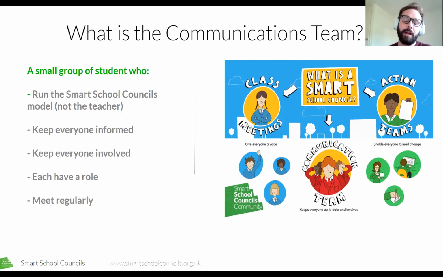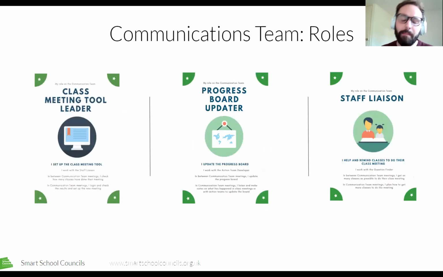They are there to run the program and to ensure that everybody else in school is getting their say through class meetings, through action teams, and through their specific roles that help to run them. So what are these specific roles? Well, there are many, but there are 5 core communication team roles that we talk about, and that when we go into schools to train communications team, are the roles we talk about most importantly.